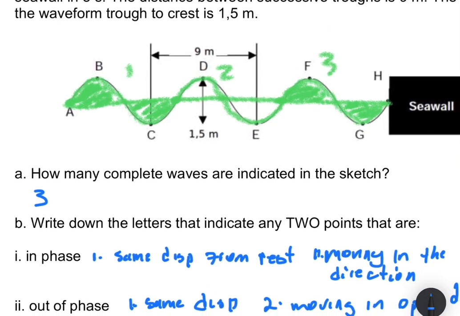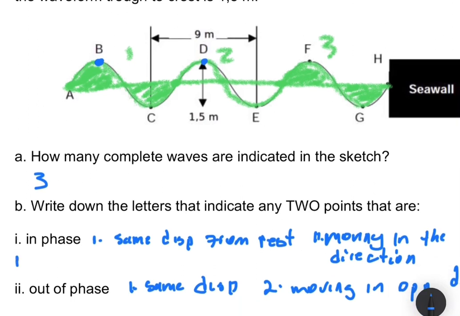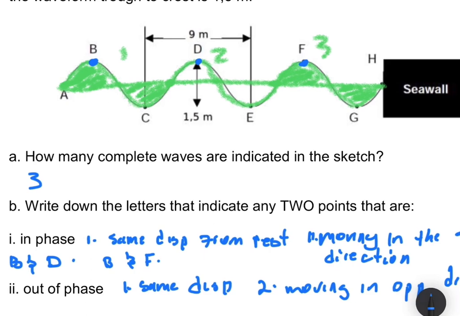So points that are in phase, let's look at B, right? So B here has the same displacement from rest as point D, right? And then they are moving in the same direction. So we can say that B and D are in phase with each other. Still at B, we can say that B and F are also in phase, as they have the same displacement from rest and are moving in the same direction. The same is true with D and F. So D and F, right?